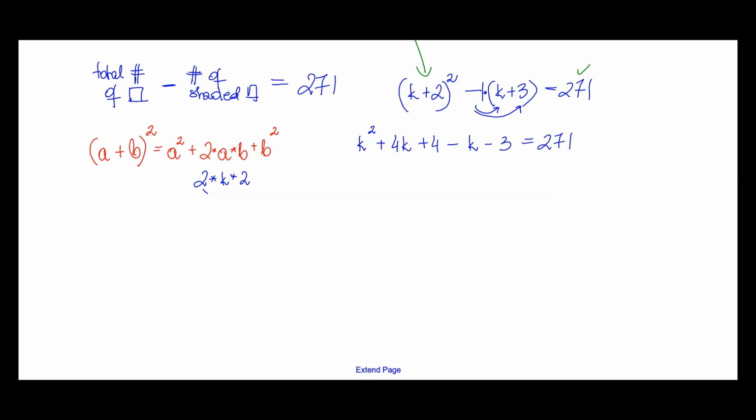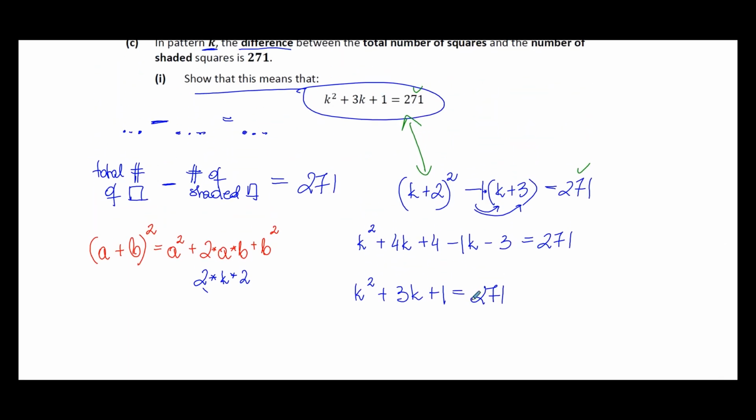So I'm saying, okay, what can I simplify here? I have k to the power of 2. 4k minus 1k together, I have plus 3k. And then I have 4 minus 3. Again, if I'm not sure, I put that in the calculator, I get 1. 271. So there it is. We have exactly what they were looking for. Okay, one more part. Let's have a look.